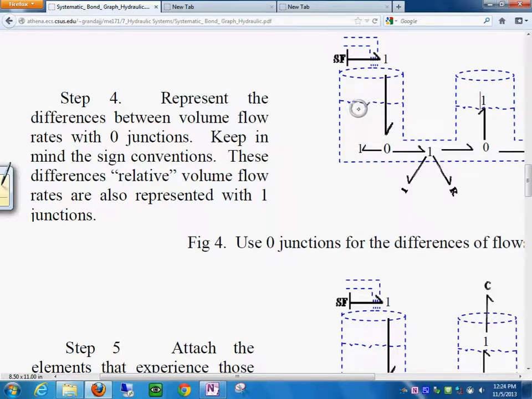So it's very obvious that what comes in here minus what goes out through the pipe is what will remain in the tank, right? And it is the tank that sees this difference. Same thing on this right hand side.